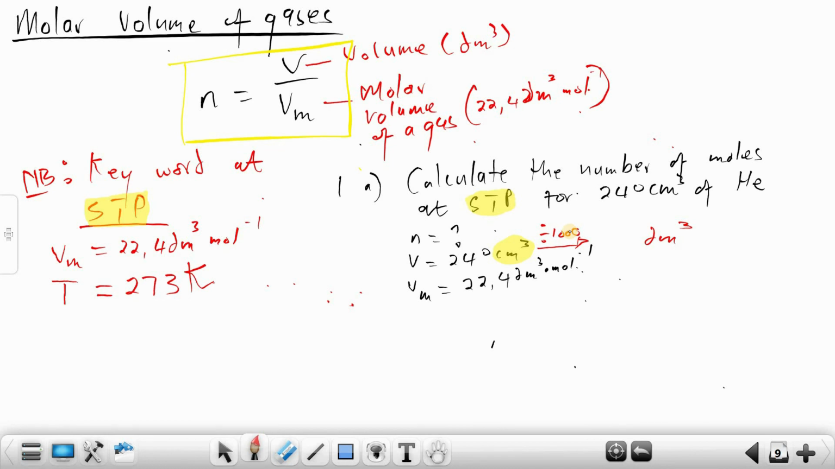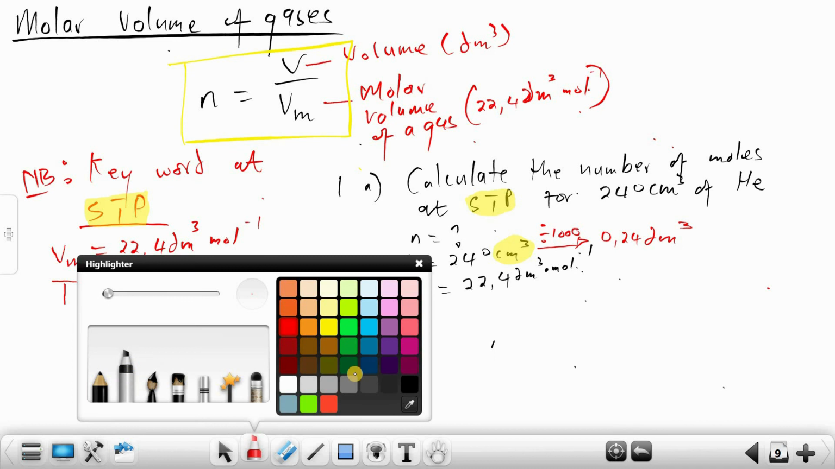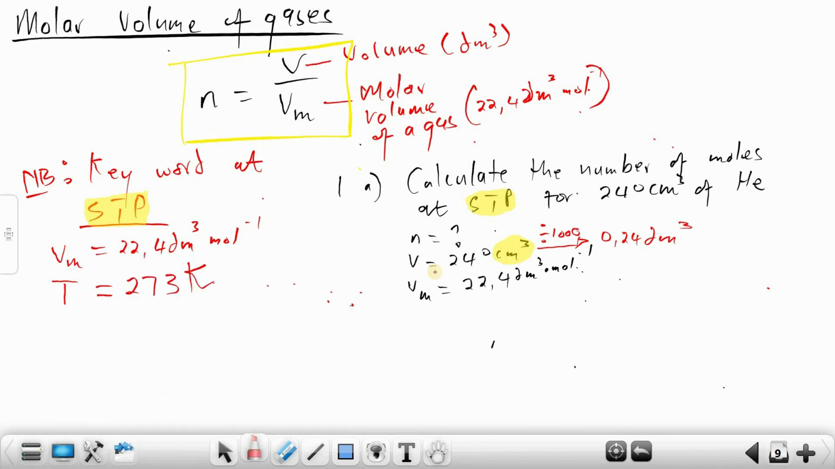So I'm going to quickly take my calculator, which will be 240 divided by 1000, which is equal to something like 0.24 decimeter cubed. That is the key thing we need to look for at STP. Immediately after STP, the emphasis should be on the volume that is given.